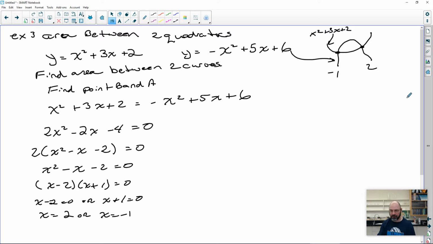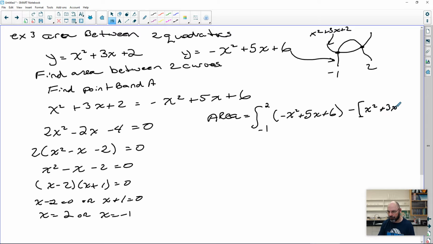Once we do that, we do the area under the curve. So we go area equals. We have to put the upper limit first; we're going to integrate from the rightmost one, 2, to negative 1 here. Now the first curve that comes is the upper curve. The upper curve is negative x squared plus 5x plus 6. Then we're going to subtract the lower curve, which was the one opening upwards. And this has to all be in brackets so that you can change all the signs: x squared plus 3x plus 2.